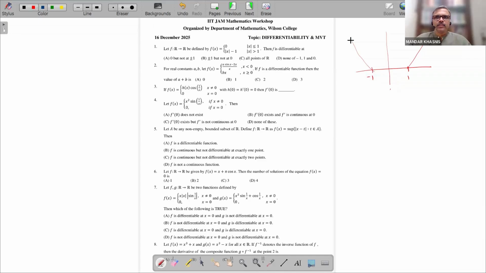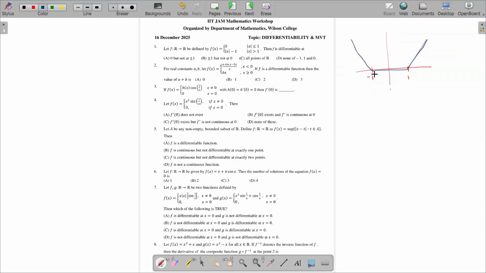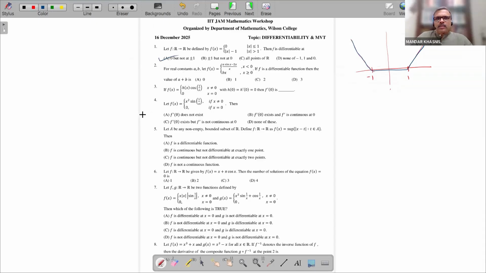So finally, what is the graph? It is simply this, then this, and then this. So it is not differentiable at minus 1 and 1. Correct, it's differentiable at 0, but not at minus 1, 1. Fine.